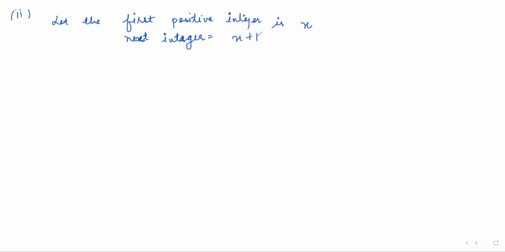Okay. And product is given. So x into x plus 1, this is given 306. So you multiply, x square plus x is equal to 306, and x square plus x minus 306 is equal to 0 is the required quadratic equation.